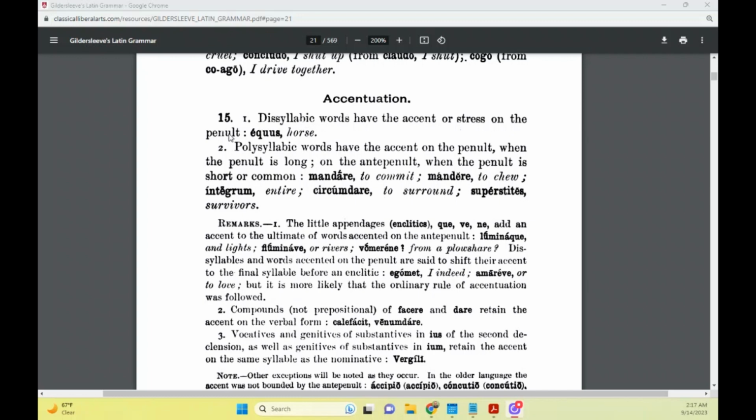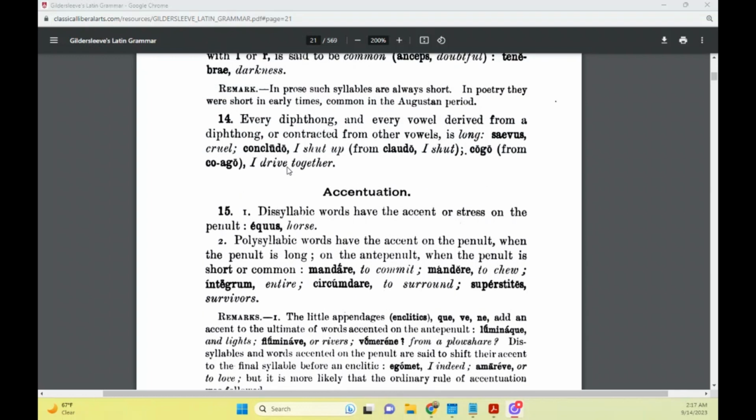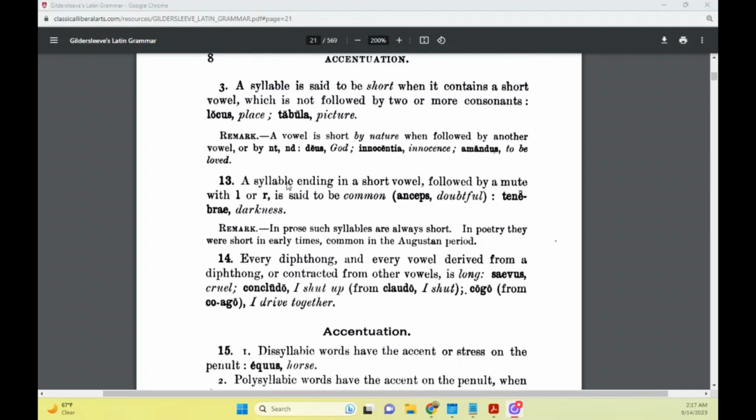And they give us this example of equus, which is not a very good example since it sort of looks like a three-syllable word. But the simple rule is when we see a Latin word that's two syllables, the first syllable is accented. So let's look at some other examples that we've run into. Any word that we find that's only two syllables. Here we see locus. So we know that the accent will be on the first syllable, or on the penult.